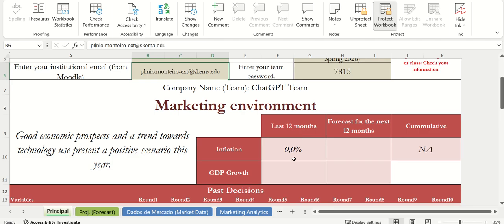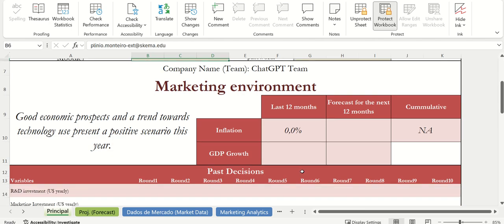This simulation as well will present us the inflation accumulated in the last 12 months, also the forecast for inflation for the next 12 months, and also the cumulative inflation for all the simulation here in this tab. Also you have the same numbers for GDP growth, which is the measurement of how the economy is doing. If it's growing, it means the economy is doing well, and if it's negative, it means that the economy is not doing well.